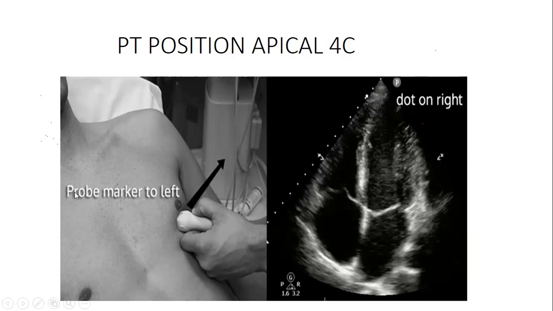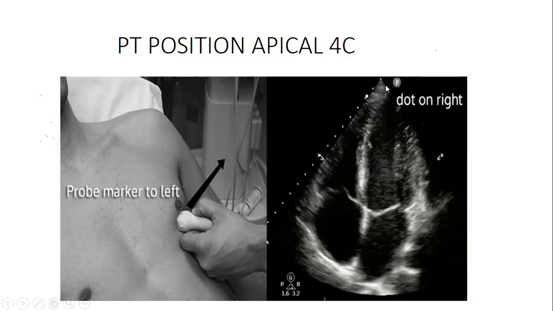This is very simple to understand. Put your probe there, just below the nipple. One thing you will notice is that this will be labeled as the left ventricle, this as the right ventricle, right atrium, left atrium. Now, this is the footprint of this probe.